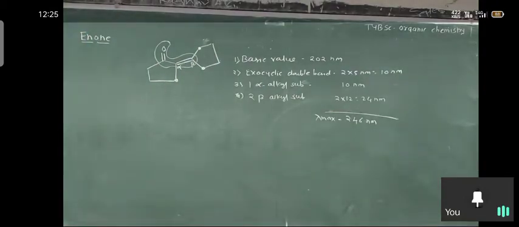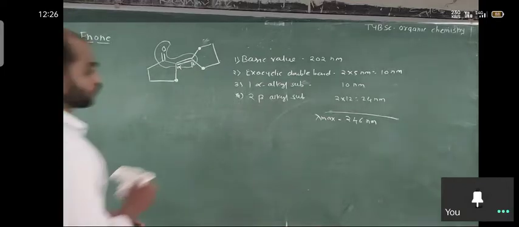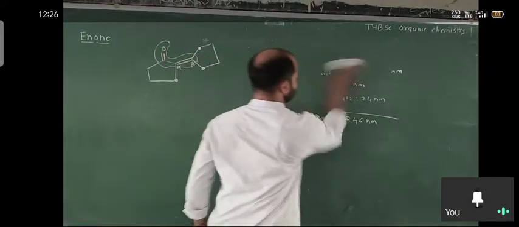Okay, so the basic value for a 5-member ring is 202 nanometer. There is no extra double bond in conjugation, there is no homoannular diene, so an exocyclic double bond is present. The carbon-carbon double bond is exo to both the rings, so that's why we consider it 2 times. There is 1 alkyl substituent on alpha position and 2 alkyl substituents on beta position. So for alpha substituent we take 10 nanometer value, and for beta substituent we take 12 nanometer. So 2 into 12, there is 24 nanometer. So total is 246 nanometer.